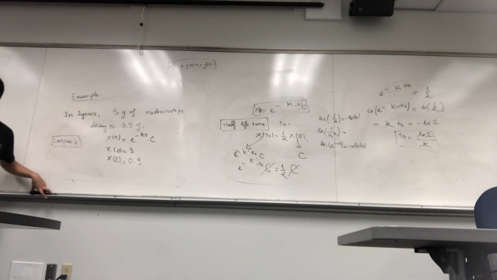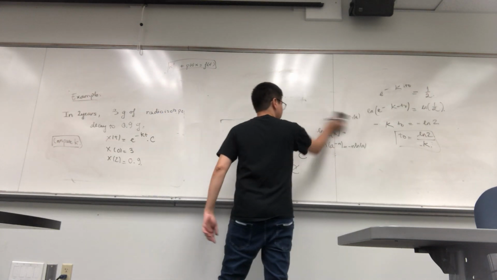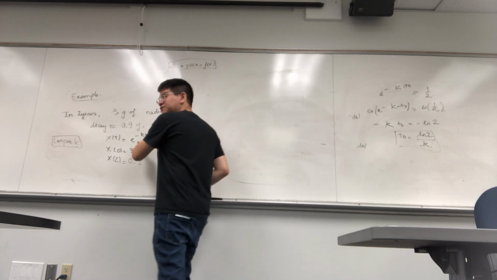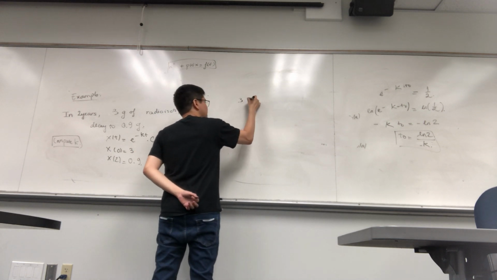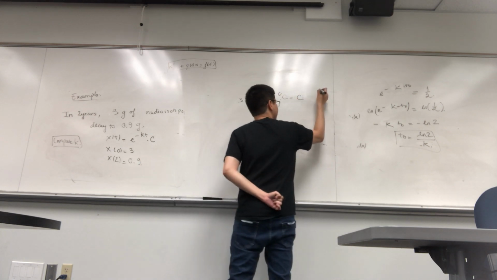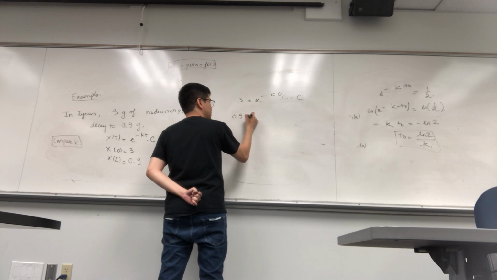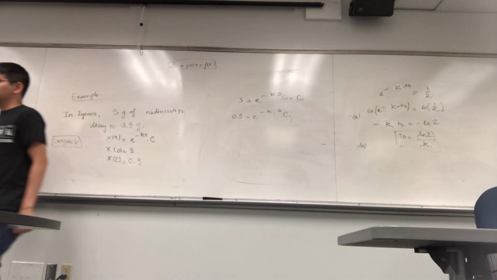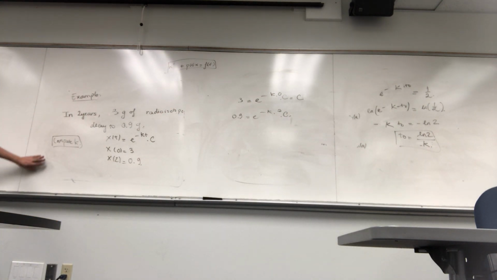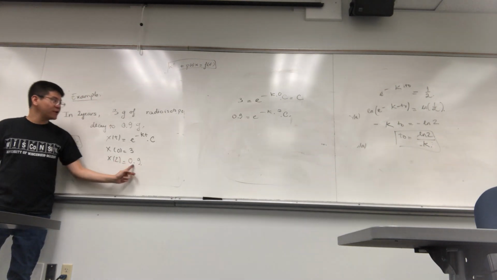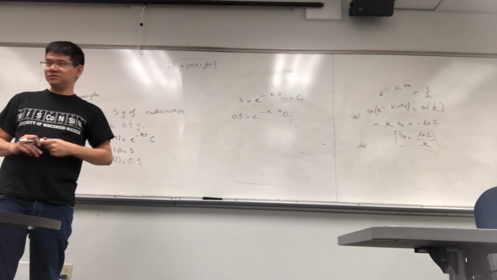Now we have to compute k. So we're going to use this formula. I'm going to have 3 is e to the power minus k times 0 times c, and this is c, which is x0. And 0.9 will be e to the power minus k times 2 times c. So in this case, I'm going to replace x0 by 3 and x2 by 0.9. I'm going to use those formulas, and we continue this on Thursday.